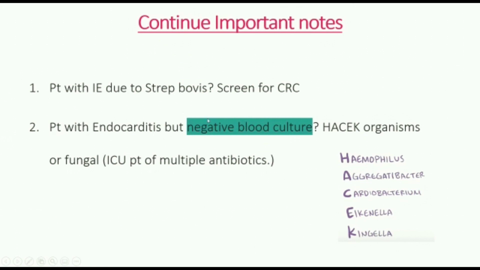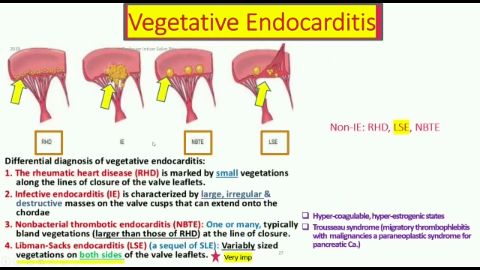These are some other important notes. A patient with infective endocarditis due to Strep bovis, you need to screen for colorectal cancer. A patient with endocarditis but with a negative blood culture, you need to think about other organisms that will not appear positive in the normal blood culture, like the HACEK organisms or fungal infection.